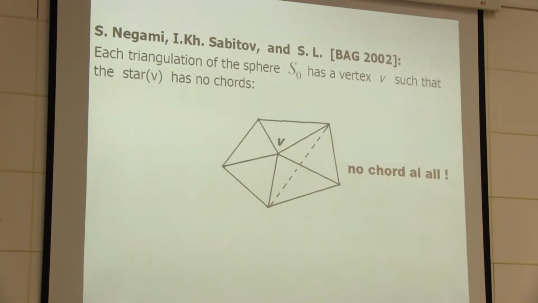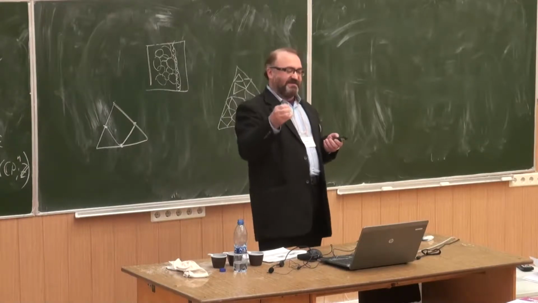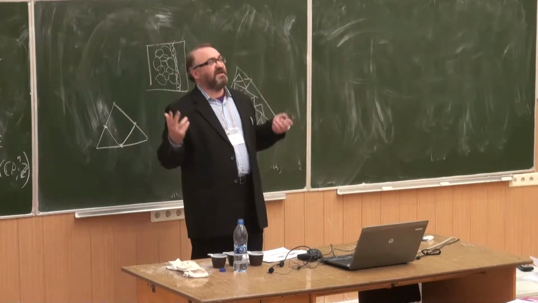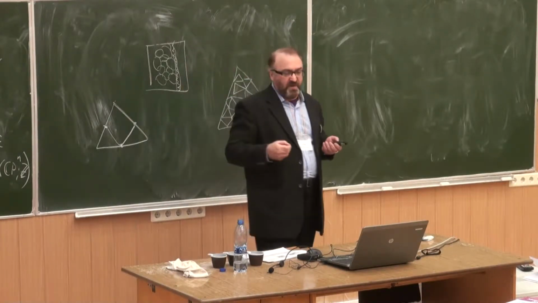A chord would be an edge which joins two points on the link of the vertex, that is on the boundary of the star, but itself it doesn't belong to the boundary of the star. This dotted red edge would be a chord. But we proved that there exists a vertex that doesn't have chords at all.